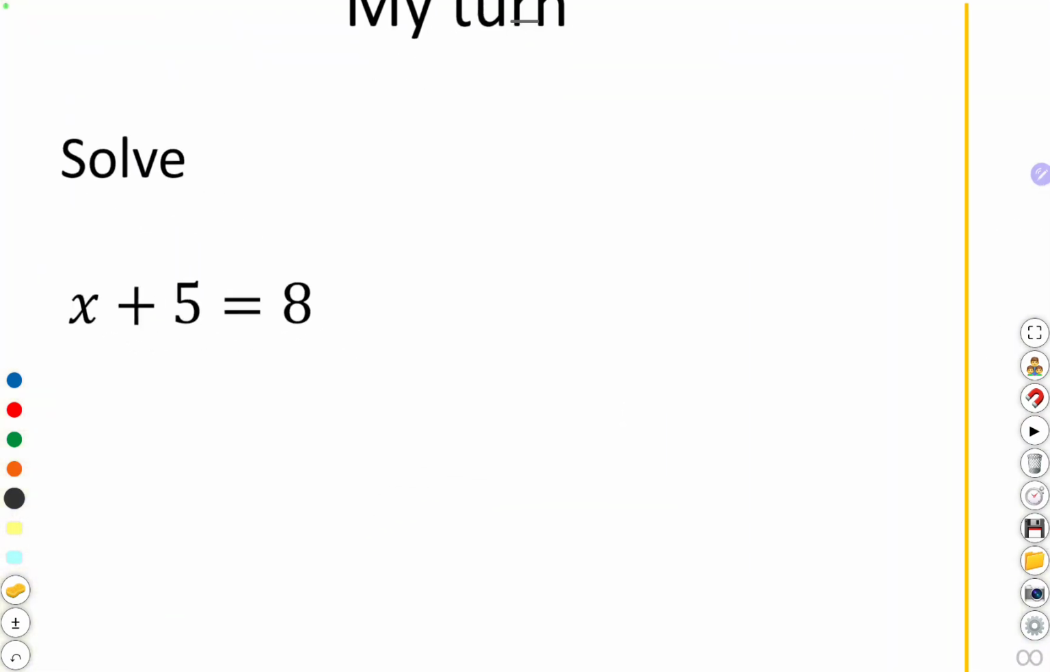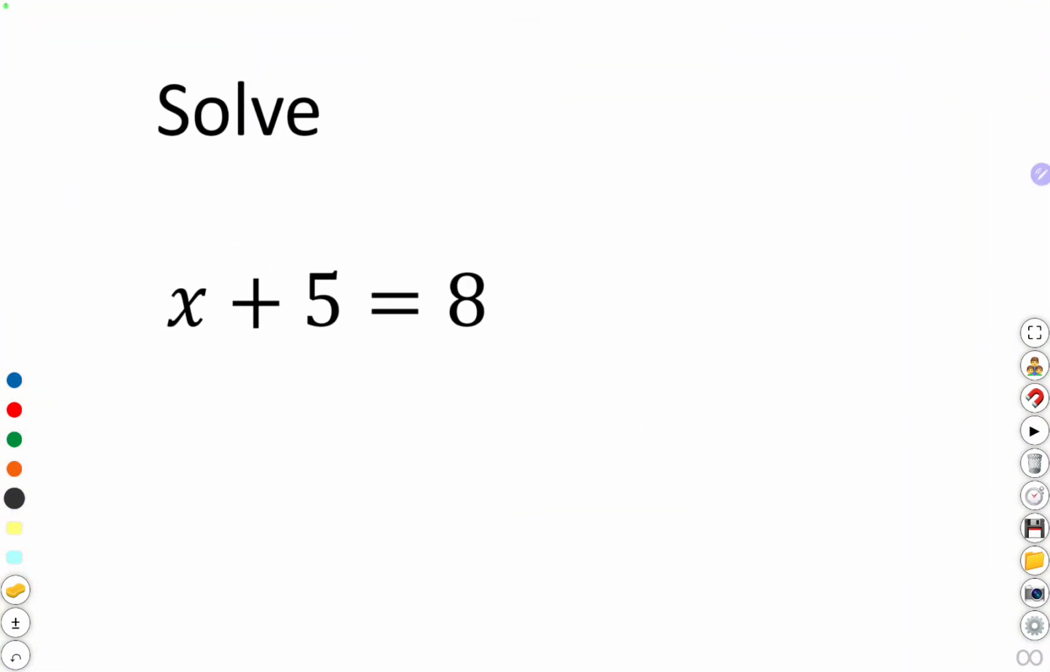Let's look at this one now. x plus 4 plus 5 equals 8. So the first thing I need to remove is the thing which is stopping me finding the x, which is this plus 5. So I need to do the opposite of that, which is minus 5. Remember, not just from the left-hand side, but to balance it, also from the right-hand side.